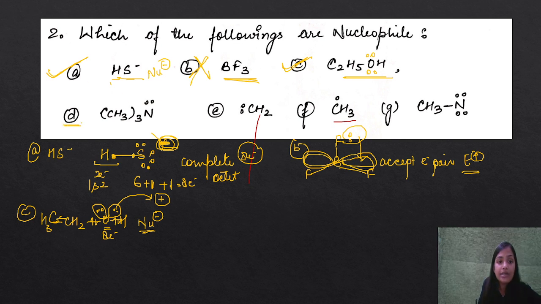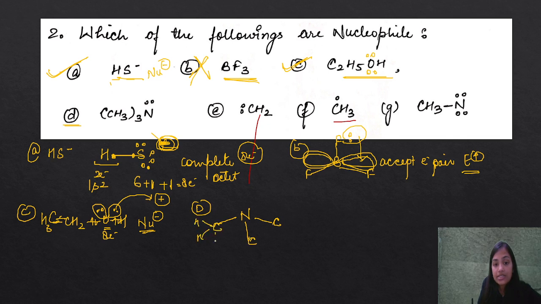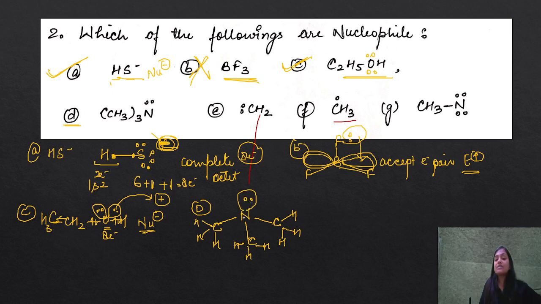Now in the case of option D, whether it is nucleophilic or not, let's figure it out, guys. This is nitrogen. Here we have three carbons, 1, 2, 3, and here we have methyl. Now the question is not asking whether it is a good nucleophile or a very bad nucleophile. We are simply asking whether this is nucleophilic or not. So guys, when you see the structure, nitrogen has its complete octet. This is an 8 electron species.